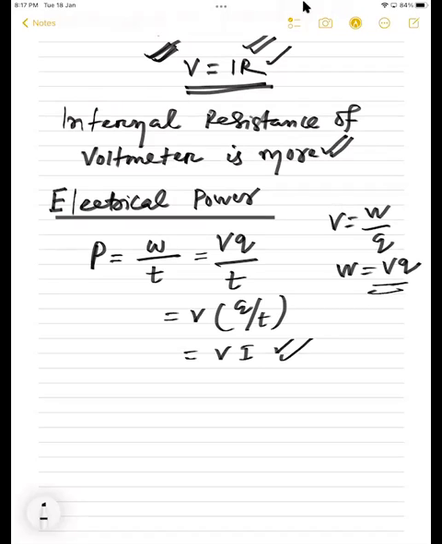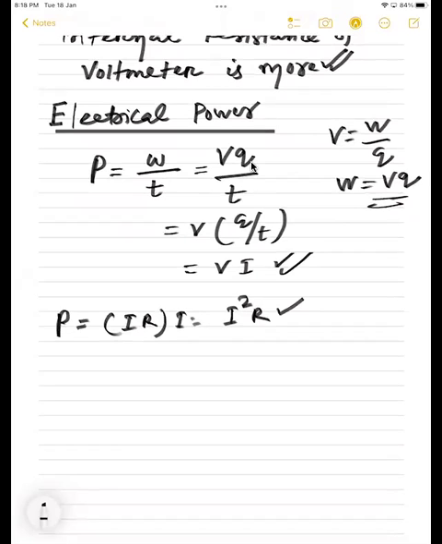Understood? So P is equal to VI, and if you know Ohm's law, V is equal to IR, that can be written as I square R. And in place of I, you can also put V by R, so that can also be written as V square by R, correct?